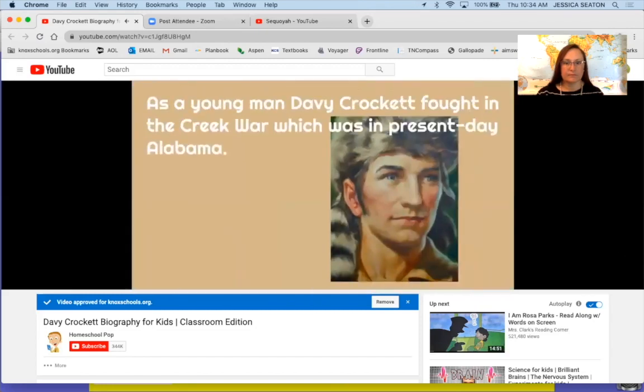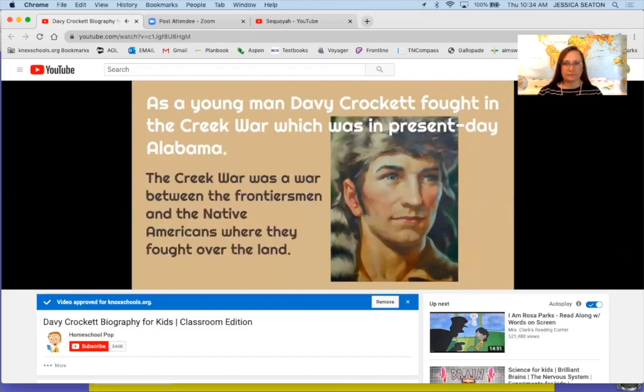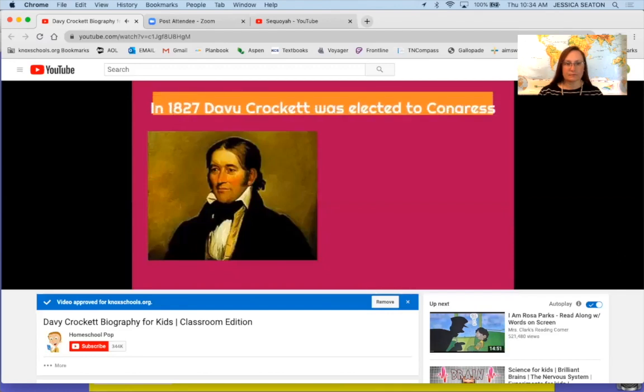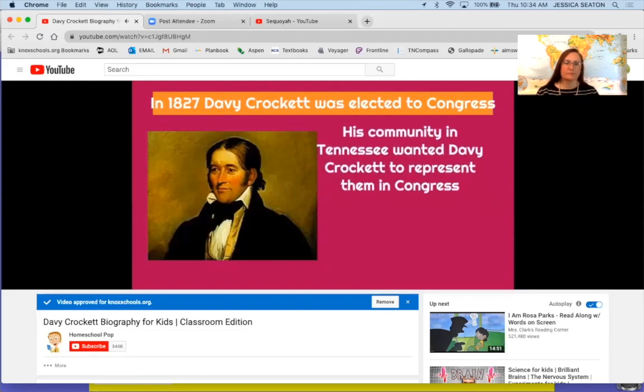As a young man, Davy Crockett fought in the Creek War, which was in present-day Alabama. The Creek War was a war between the frontiersmen and the Native Americans, where they fought over the land. In 1827, Davy Crockett was elected to Congress. His community in Tennessee wanted Davy Crockett to represent them in Congress. Congress is the part of the government that works together to make laws for our country.